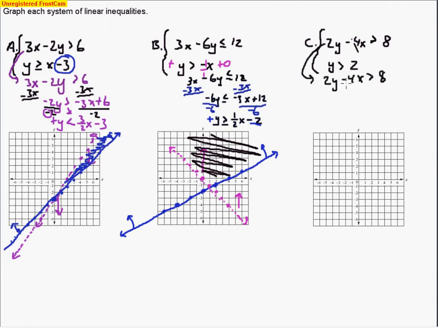The way I do that is I take the x term and I move it over. So there's a negative 4x. I'm going to add 4x to both sides. And when I do that, I'm now left with 2y is greater than 4x plus 8.